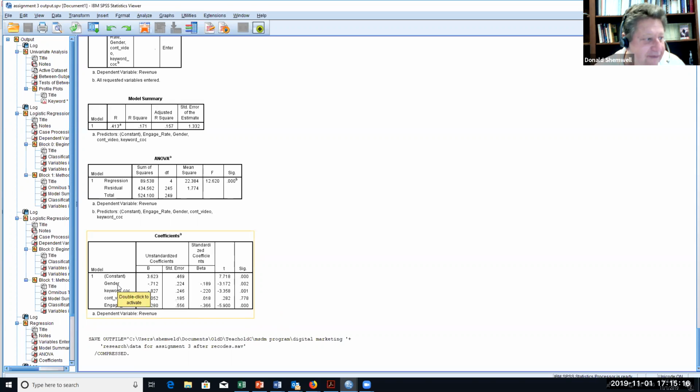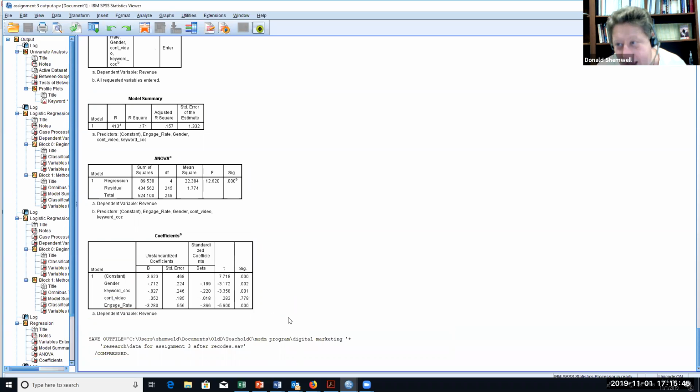We do have, again, two positive relationships. Gender and the type of keyword we used are related. Once again, you have to look at the beta coefficient. A negative beta coefficient means as we go up in X, we go down in Y. So if we go from 1 to 2, males to females, then we get less revenue. And so that's how you have to explain that. And you have to do the same thing for content video.